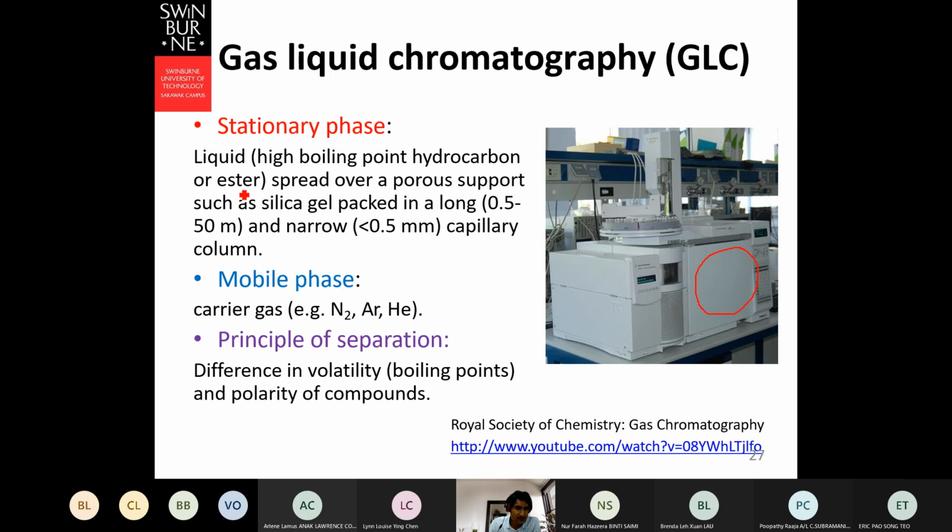So what is it used for? A liquid, high boiling point hydrocarbon or ester is spread over a porous support such as silica gel, packed in a long column, not only 50 meters, sometimes 150 meters as well. And the mobile phase in this case is not a liquid, it is a gas.